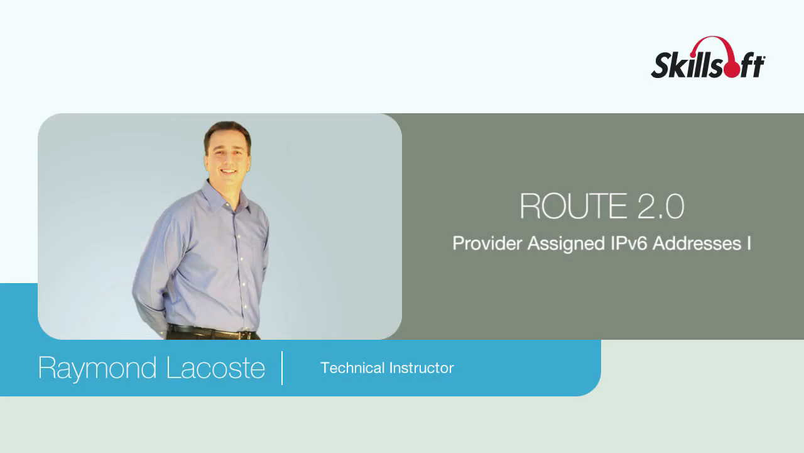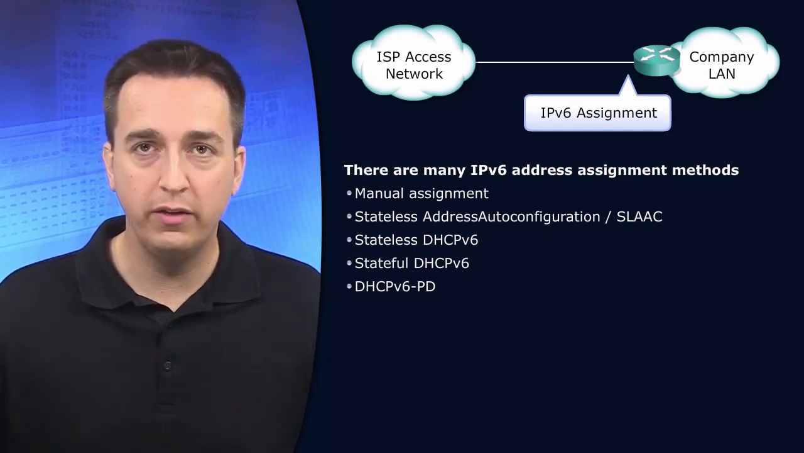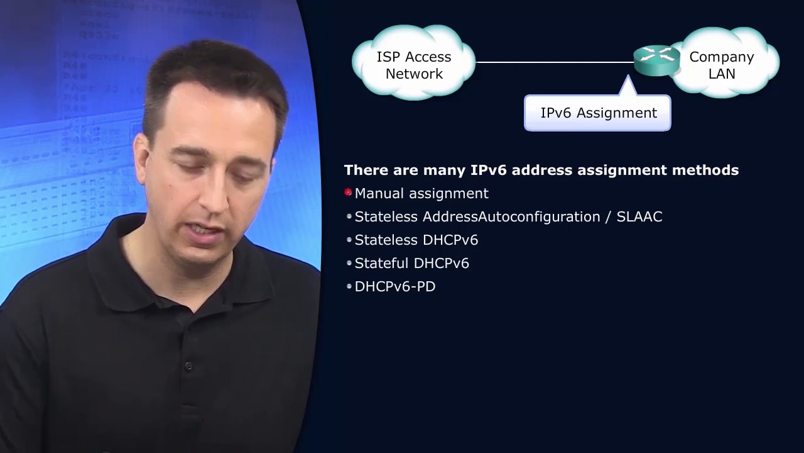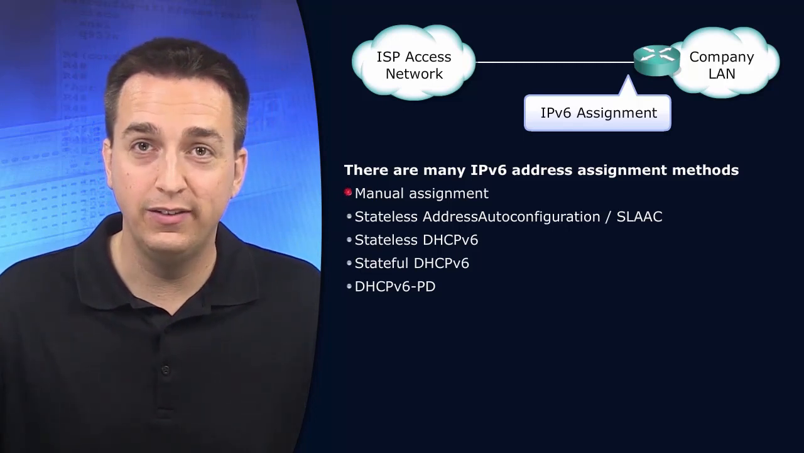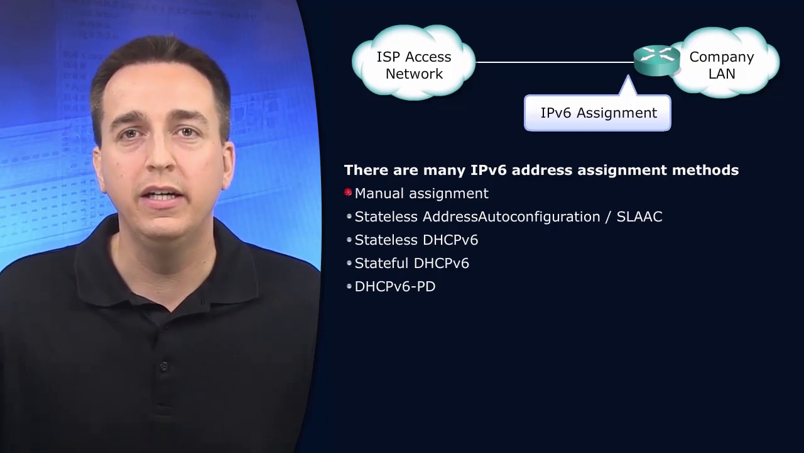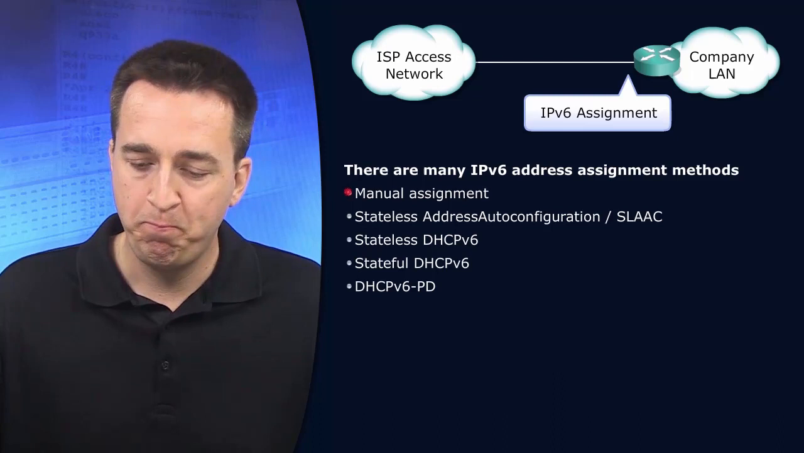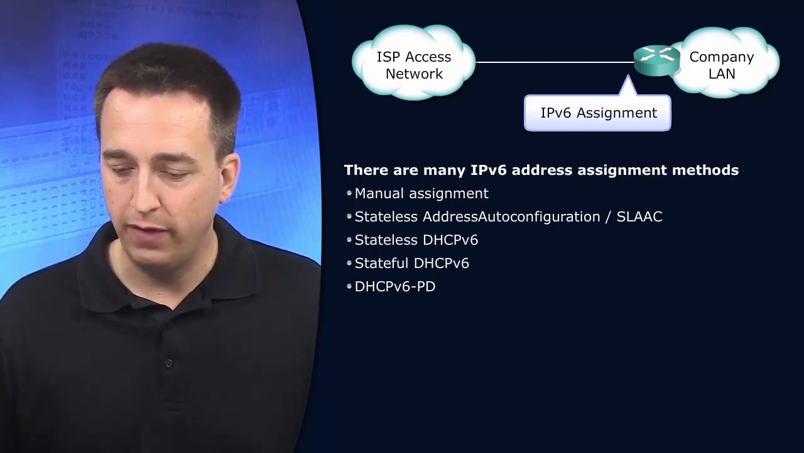As you can see, there are many different ways that we can assign an IPv6 address to a router interface. The first method we'll focus on is manual assignment. And as you may have guessed, manual assignment is all about statically configuring an IPv6 address on a router interface. So let's look at this example in our live environment.